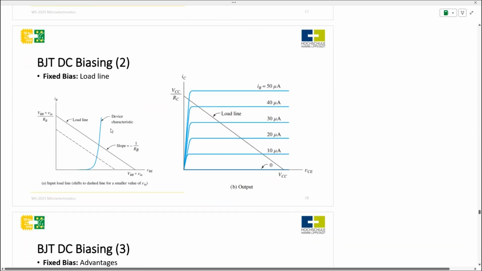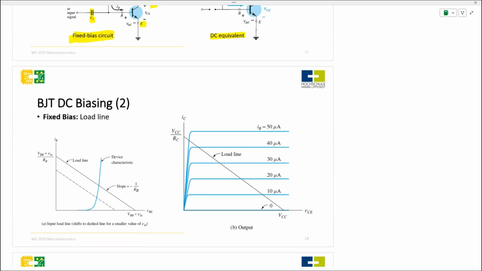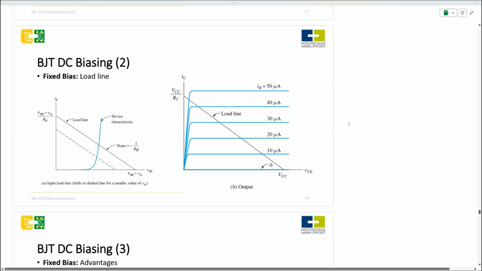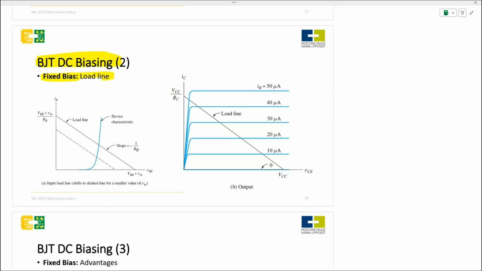So continuing our BJT DC biasing analysis, let's talk about the fixed bias. Yeah, we are in the fixed bias. We will be talking about the load line, sorry. So we have our line here. If you remember, we already discussed this slope. You can just check it again.